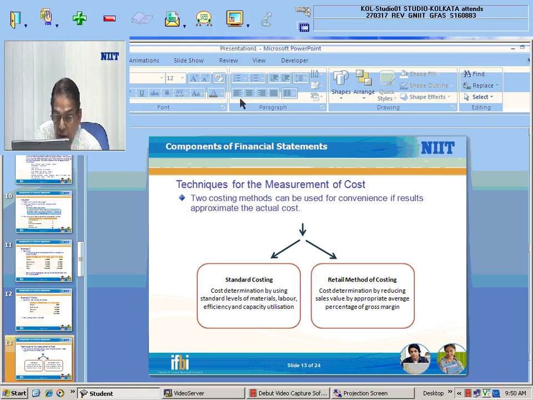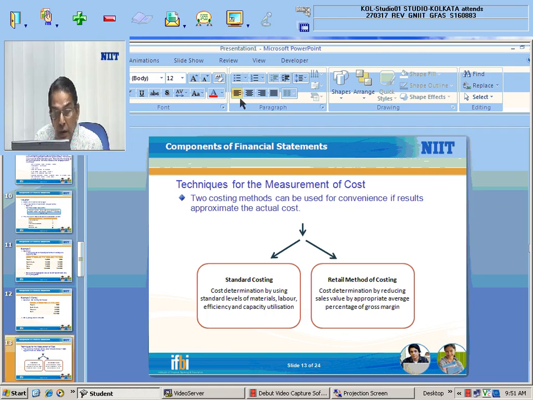Either the standard costing methodology can be used, particularly in manufacturing. Other industries normally go for what is called the standard costing methodology, which is cost accounting. The retail method is used when there are inventories of large numbers of rapidly changing items with similar values. This is a very practical means of measurement for financial reporting purposes, like in the production of ceiling fans. There are so many types of ceiling fans, with large numbers of rapidly changing items with similar kinds of margins.